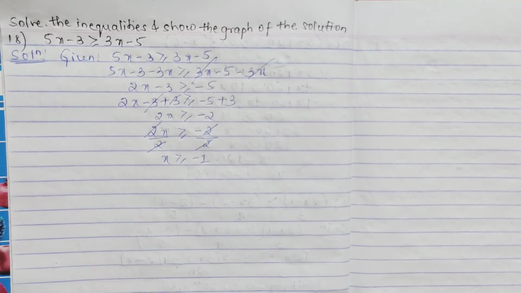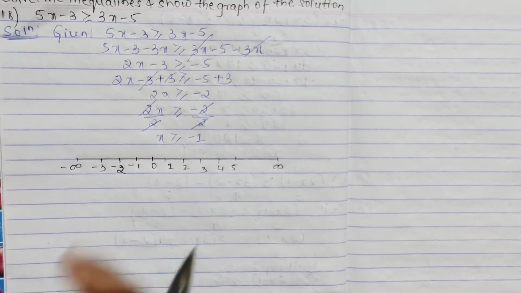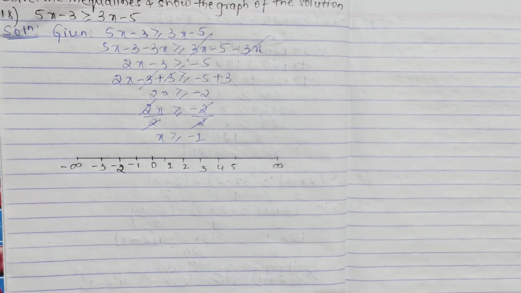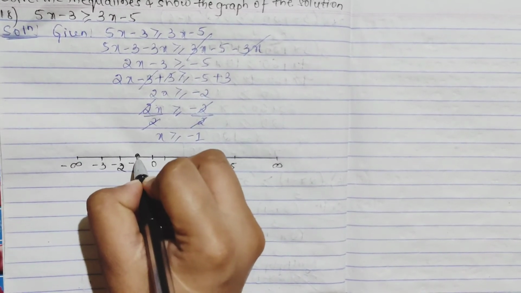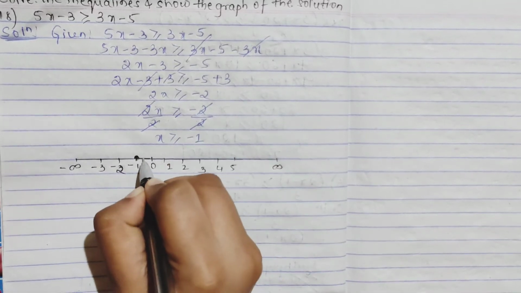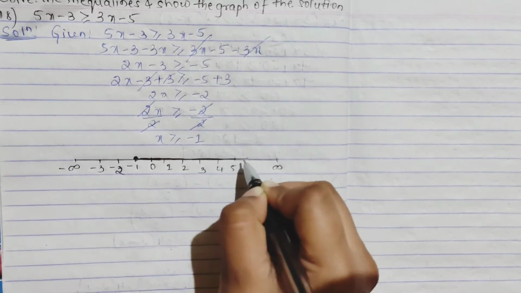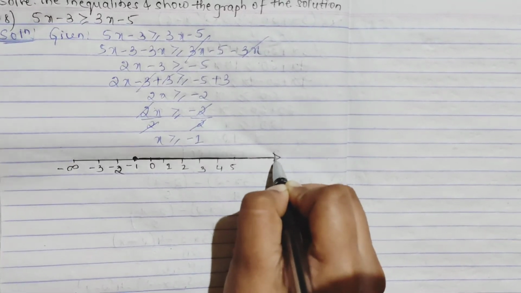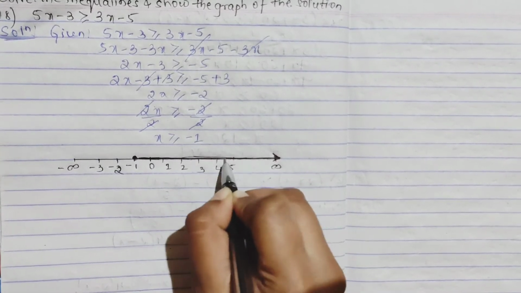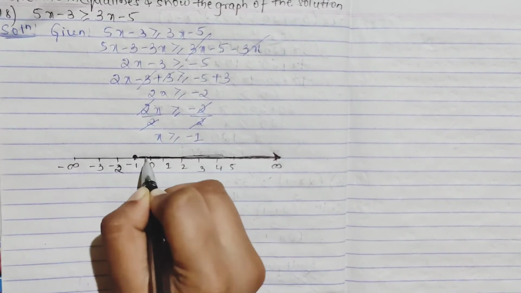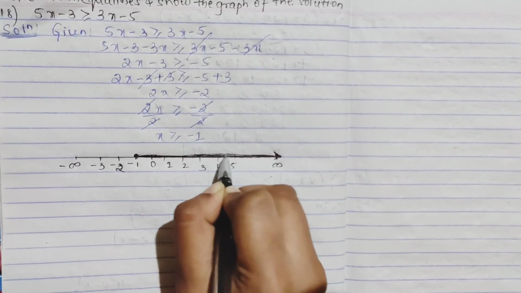So now we will draw the graph. See here what it is telling: x greater than or equal to minus 1, means from minus 1 it is greater, and it can be equal to minus 1 also. So here it comes a dot, like this, and from here you make it dark up to where? Up to infinity, right? So just make this line dark, like this only. You show it graphically.